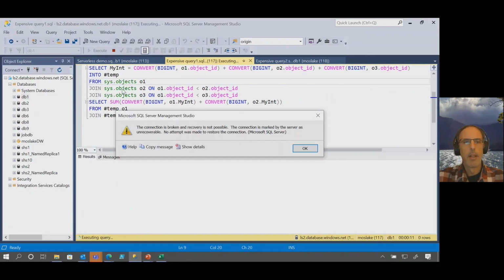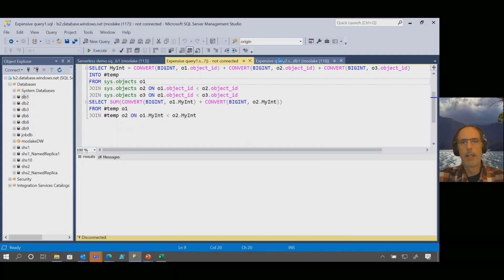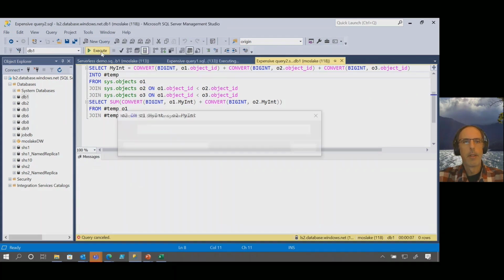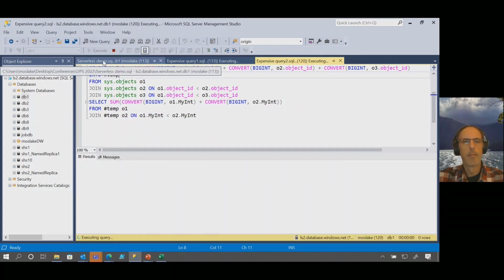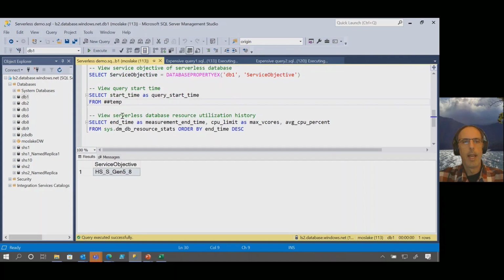What I'd like to do next is run 2 very expensive queries against this database concurrently. And if I want to make an observation about how quickly this serverless database is responding to that sudden surge in workload demand, I can look at the DMV called DB Resource Stats, which is reporting on various measures of resource utilization, including CPU usage over time.